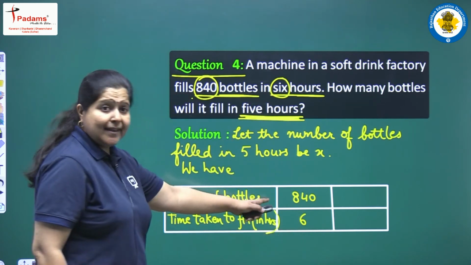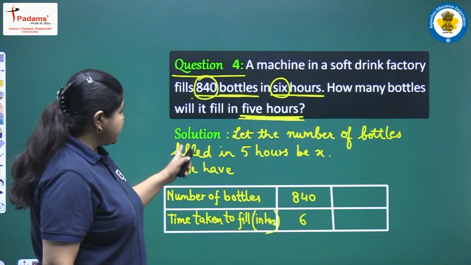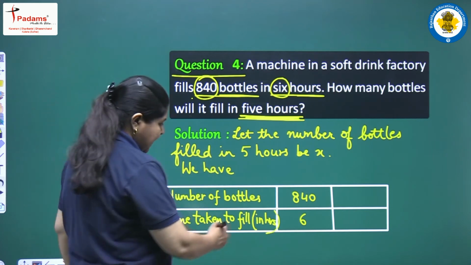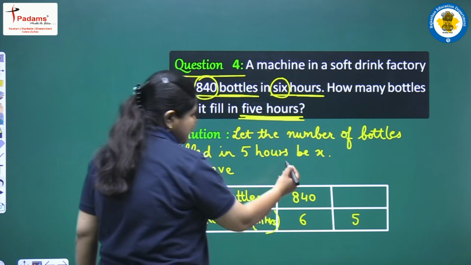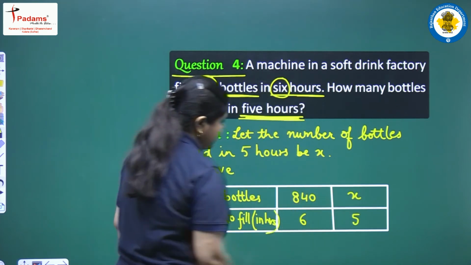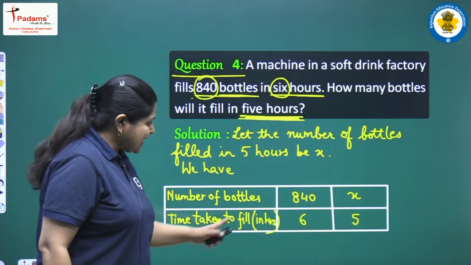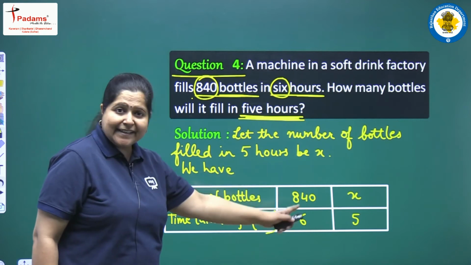ये हमें information दी गई है, और अब हमसे पूछा है 5 hours में, तो टाइम हमें दिया गया है 5 hours, इसमें कितनी बॉटल्स भरी जाएंगी हमने उसे मान लिया है कि x बॉटल्स भरी जाएंगी। मान लीजिए x भर रहे हैं। With this we have all the information inside this table.